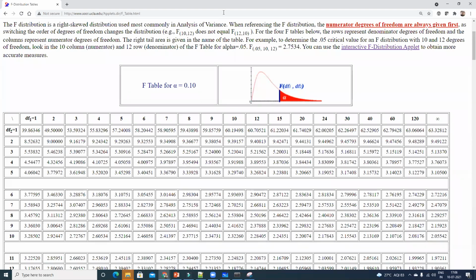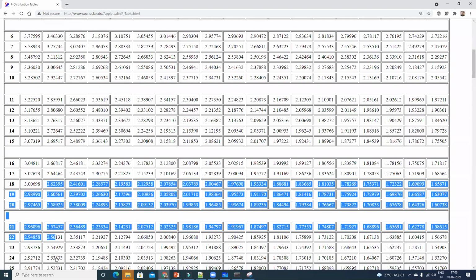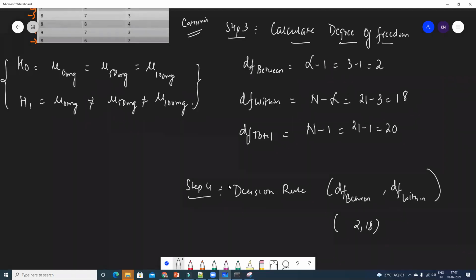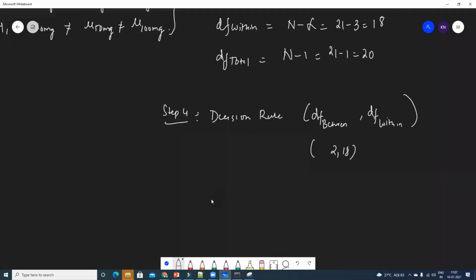So this is my 2, right? And this is my 18, right? Guys, see, 2 comma 18. This value is there, 2.62. Does everybody agree with this? And always understand, for one-way F ANOVA test, you have to use this formula only. So can I say my decision rule is 2.62? Yes or no?